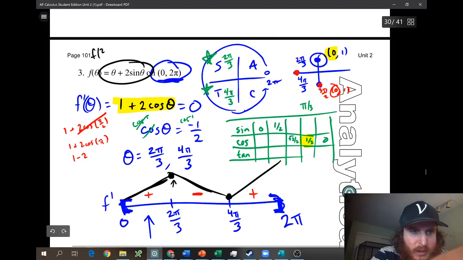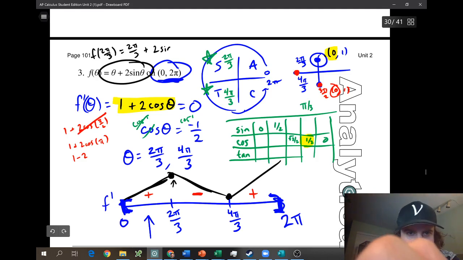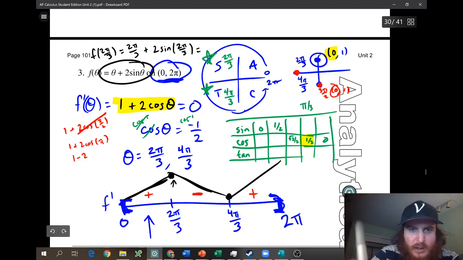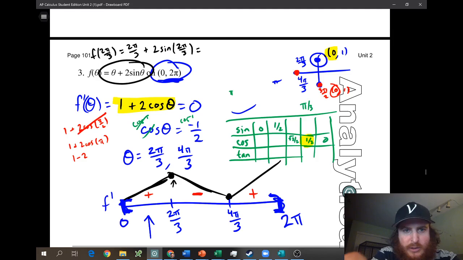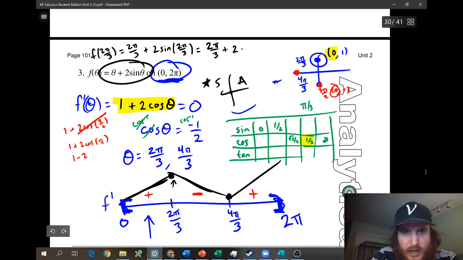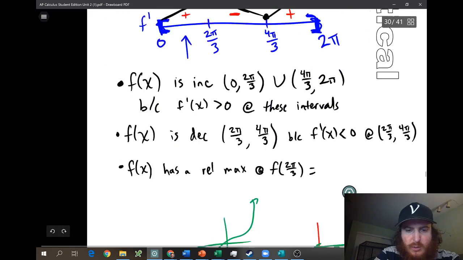f of 2 pi over 3 would give 2 pi over 3 when we plug in for theta, plus 2 times sine of 2 pi over 3. Now, sine of 2 pi over 3, if you look on your table, the pi over 3 spot for sine is the square root of 3 over 2 slot. And 2 pi over 3 is one over, so that's in the positive case for sine. So we get 2 pi over 3 plus 2 times square root of 3 over 2. The 2's cancel, so we get 2 pi over 3 plus square root of 3.